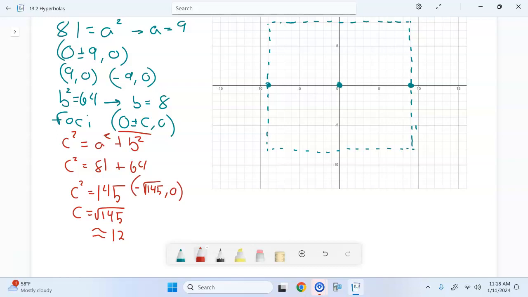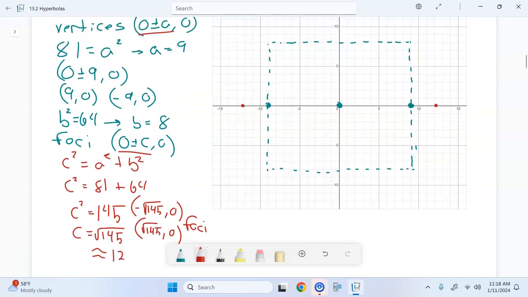0 minus root 145 is negative root 145. And we'll have positive root 145, comma 0 as the exact locations of our ordered pair for our foci. So again, approximately negative 12 and 12, just a little bit, barely even past, not even noticeably past. It's essentially 12. The square root of 144 is 12. So it's very, very close.